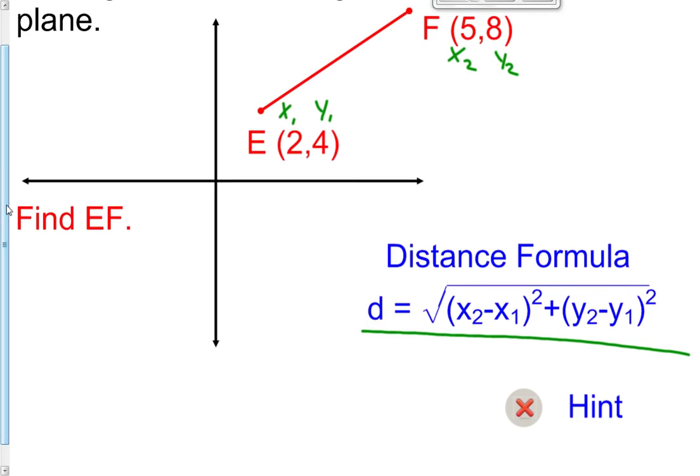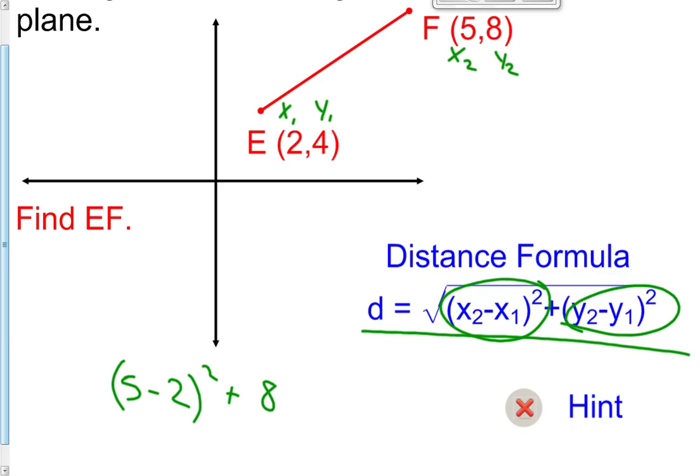So the distance is the square root of x2 minus x1 squared. So x2 is 5 minus x1, 2. So it's 5 minus 2 quantity squared. Plus y2 minus y1, that quantity squared. So y2 is 8, and I'm subtracting 4, that quantity squared, all inside the square root. So that's the distance of that segment.